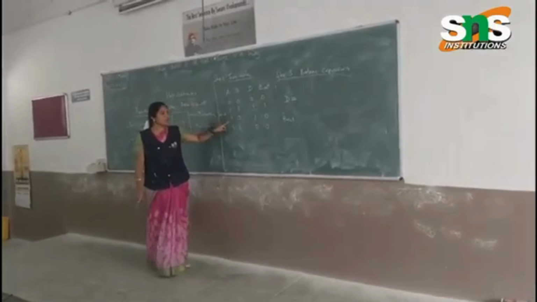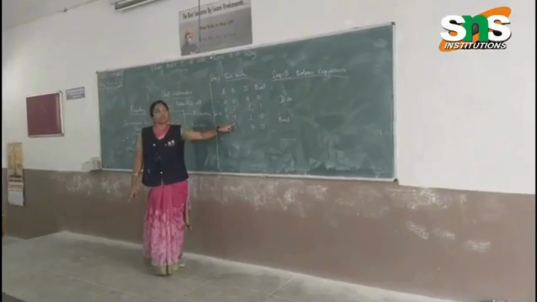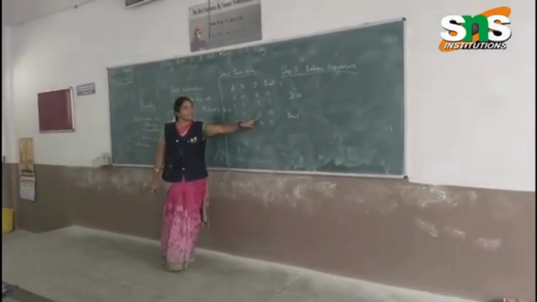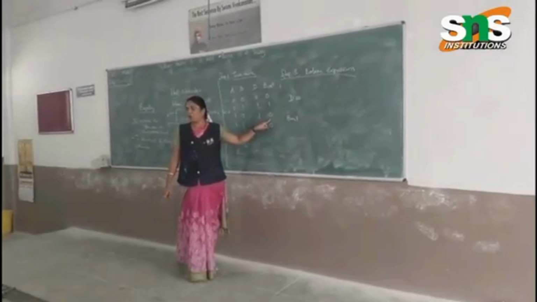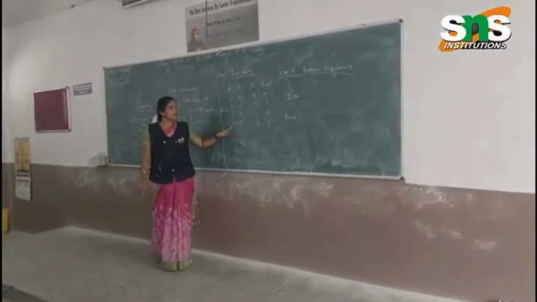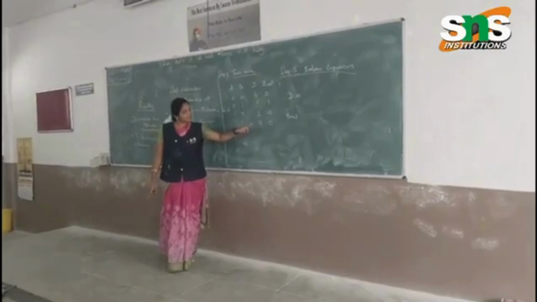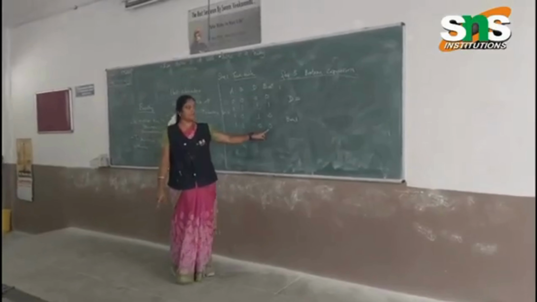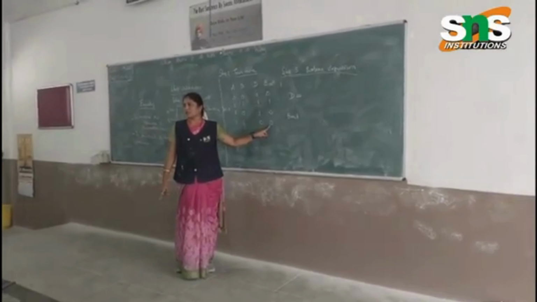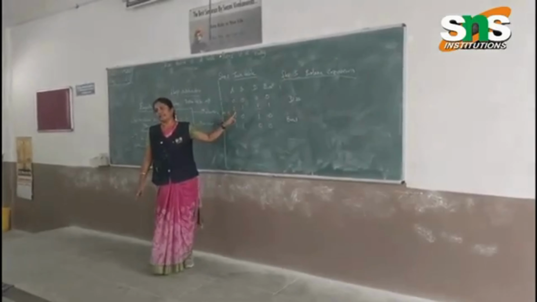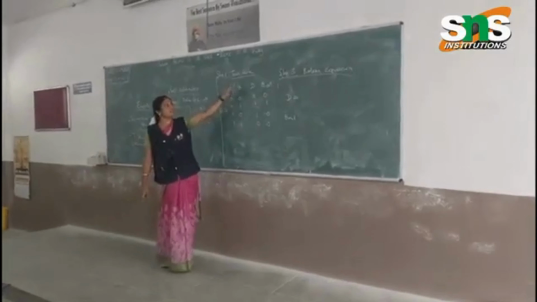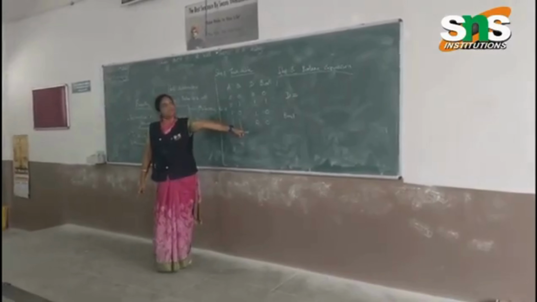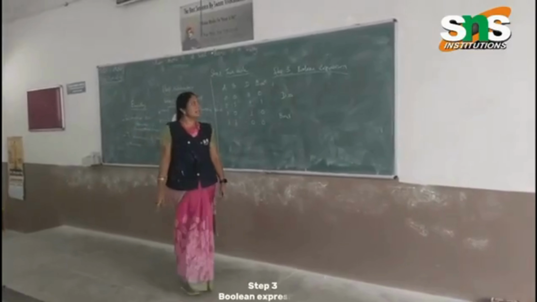The next one is 1 minus 0. The difference is 1. Any borrow? No borrow. Next one is 1 minus 1. The difference is 0 and the borrow is also 0. So we have completed the second step, that is, we have defined the truth table. So what is the third step?